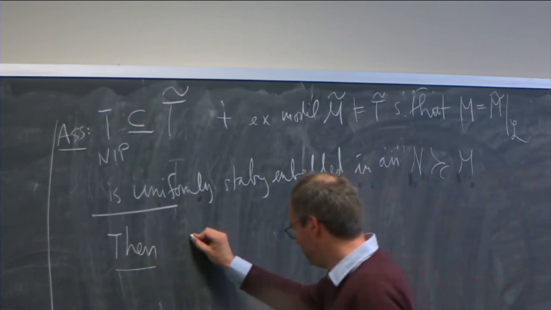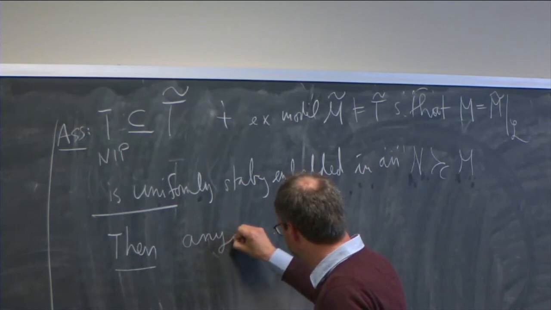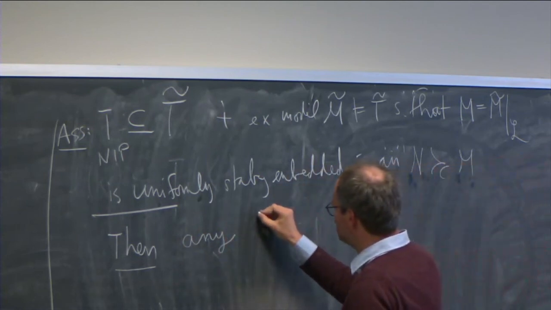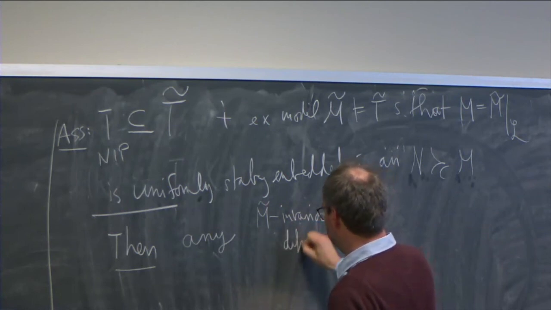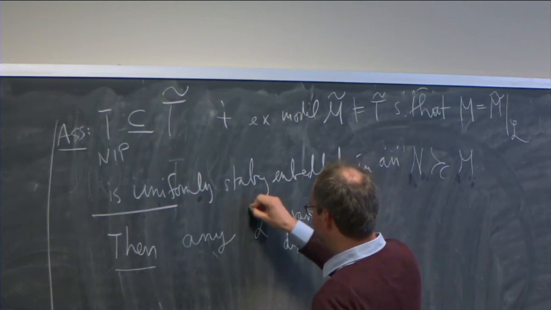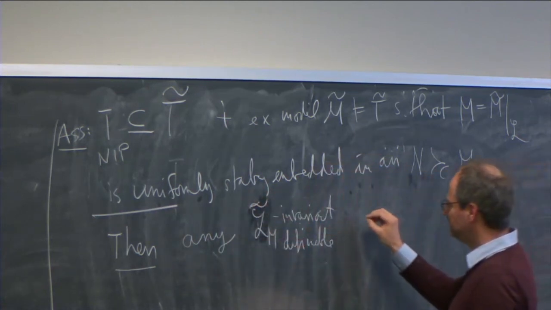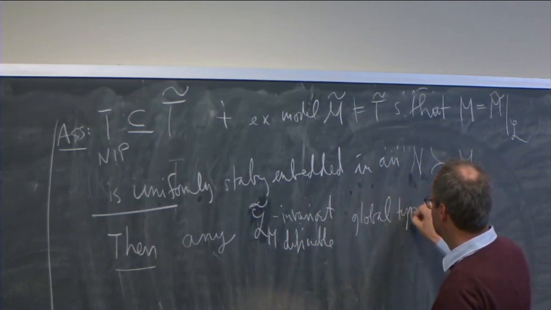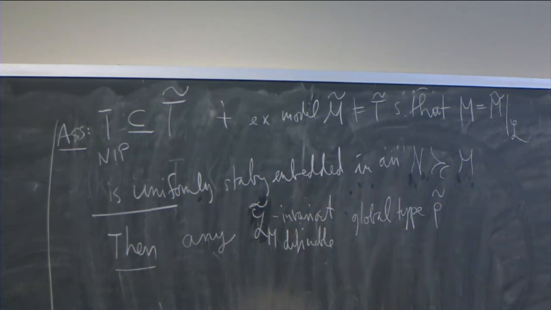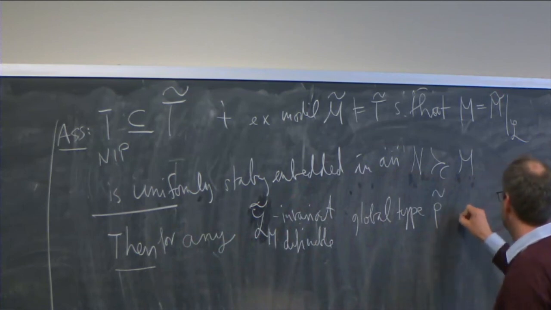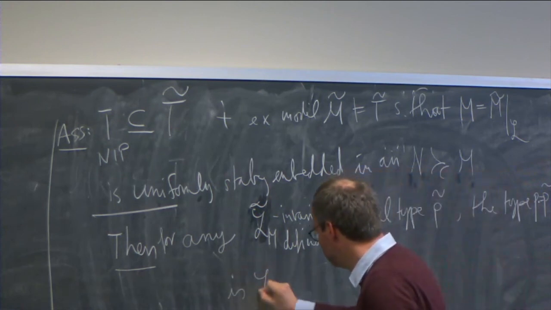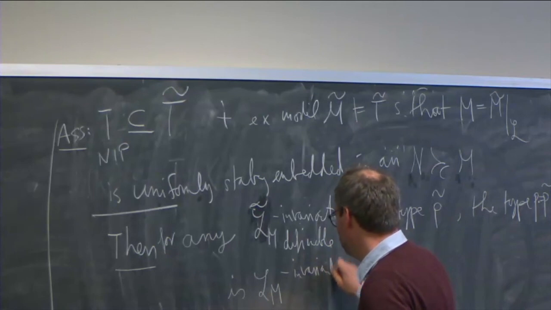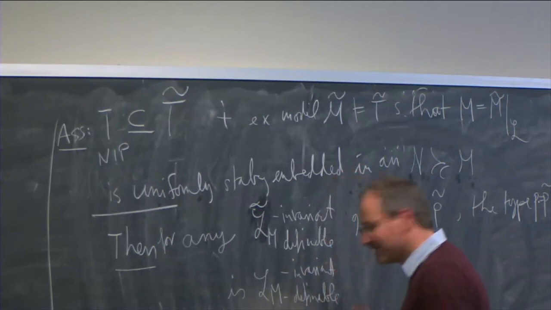Then any M tilde invariant or M tilde definable global type, over the monster model, I should rather write L tilde of N to make clear, P tilde, the reduct of any type P, which is P tilde restricted to L, or L of U if you want, is L invariant or definable. So somehow you can go down to this.